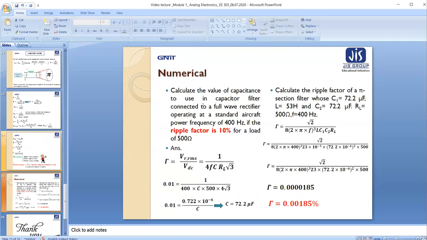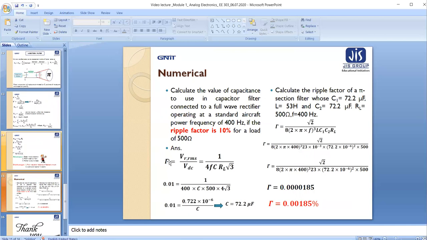First one: calculate the value of the capacitance to use in a capacitor filter connected to a full wave rectifier operating at a standard aircraft power frequency of 400 Hz, if the ripple factor is 10% for a load resistance of 500 ohm. So we have to evaluate the value of capacitance in a capacitor filter where the ripple factor is 10%, the frequency of operation is 400 Hz and the load is 500 ohm.